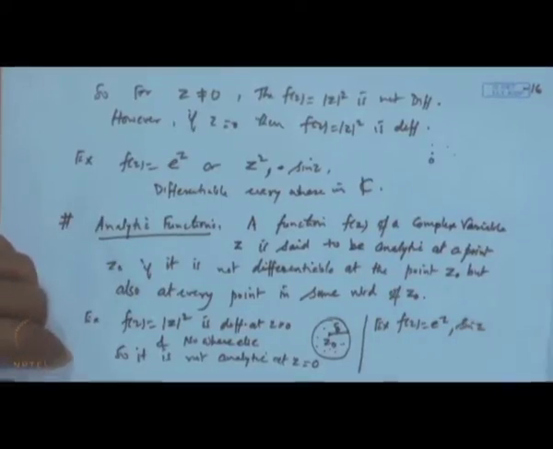Now, these are the functions which are differentiable throughout the complex plane. So, whatever point you choose and whatever neighborhood you choose around that point, at every point the function remains differentiable. So, it will be an analytic function throughout. The functions which are analytic everywhere in the complex plane are said to be entire functions.